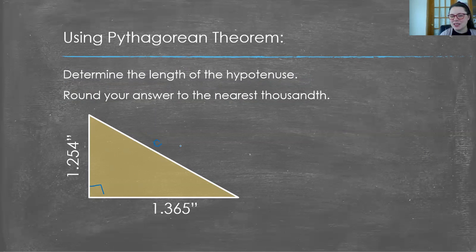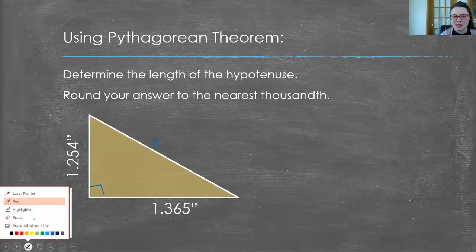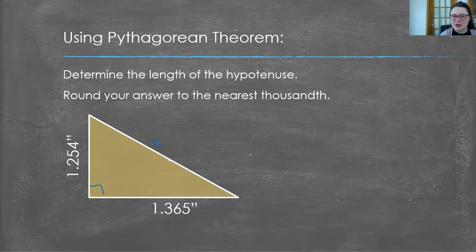So this is my C, and let me get some better color. So this side is my C, okay, for the hypotenuse.